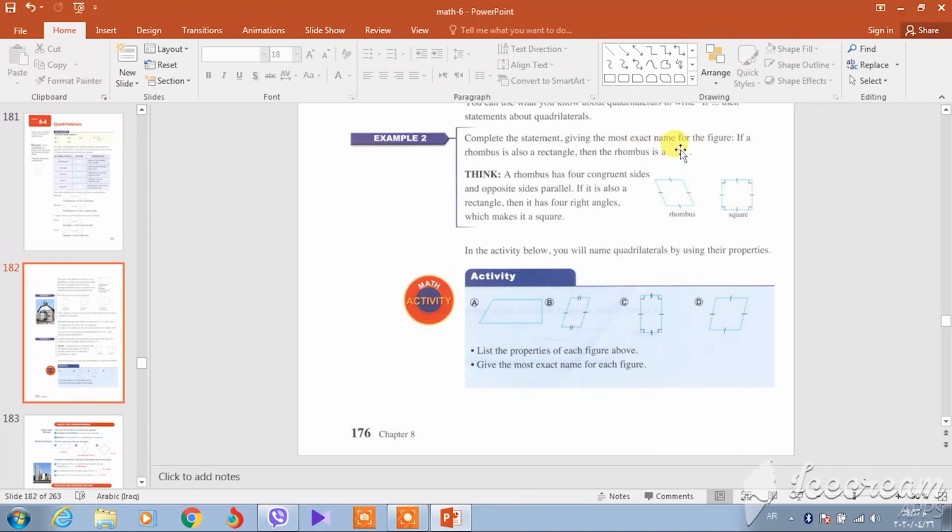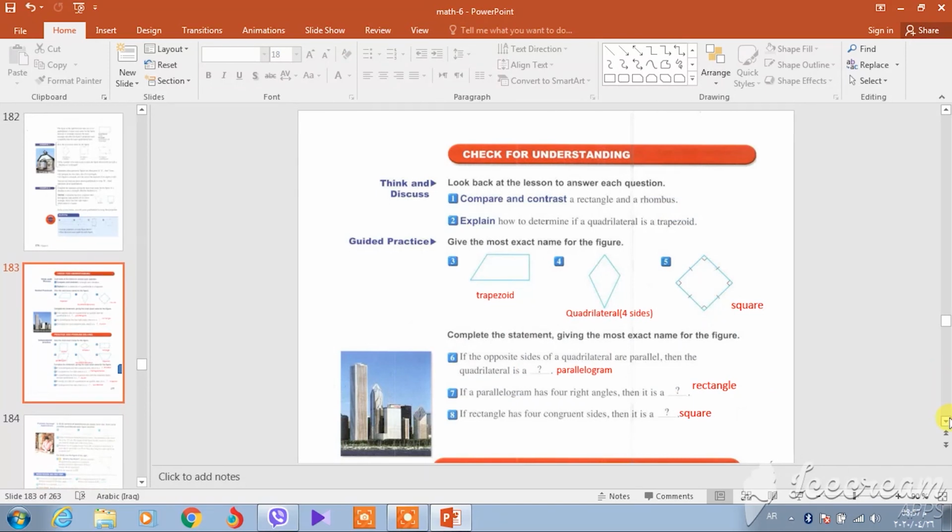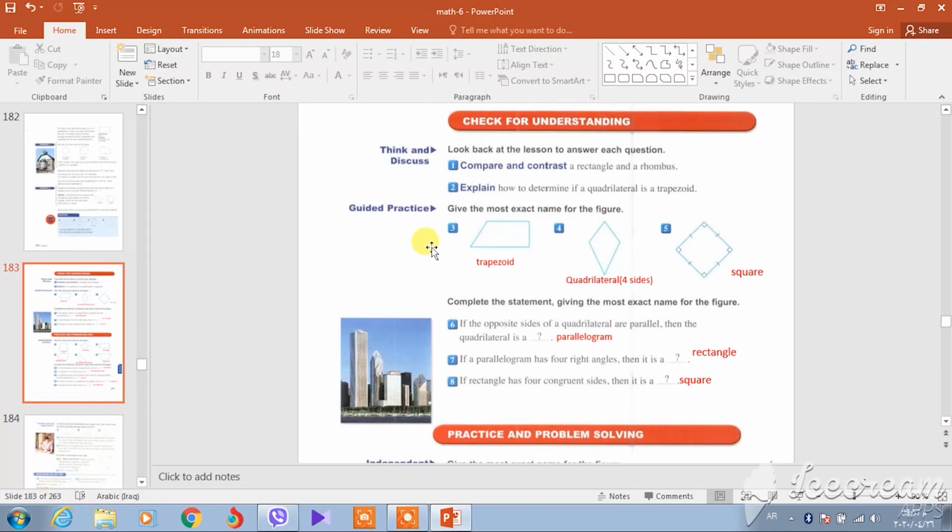The answer is a square because we have four congruent angles. Change to square. And now we solve the practice, student. Practice 3. From practice 3 we started. Give the most exact name for the figure.